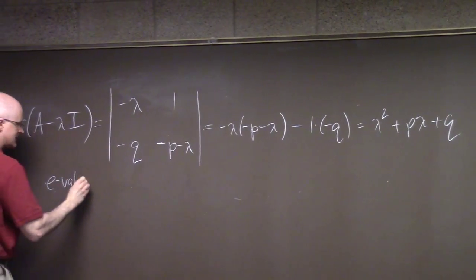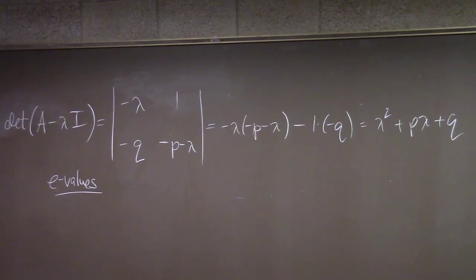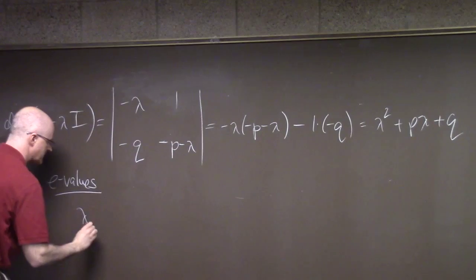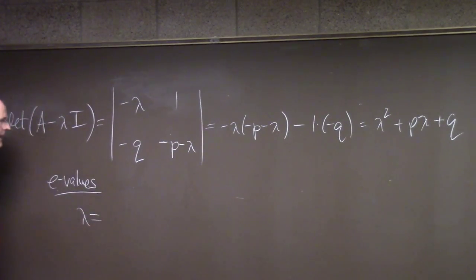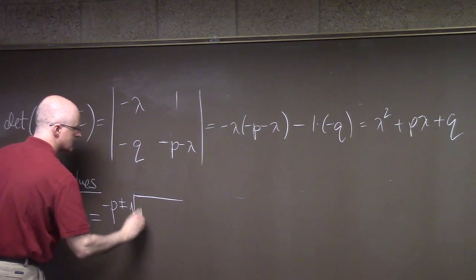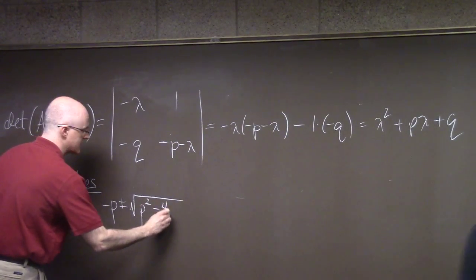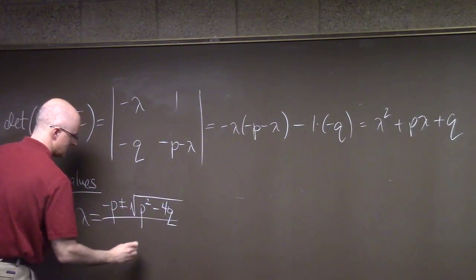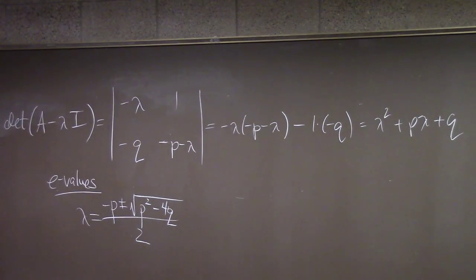The eigenvalues are short. They come from the quadratic formula. Lambda equals negative p plus or minus the square root of p squared minus 4q, all over 2. Right? Something you should be able to write down really quickly.